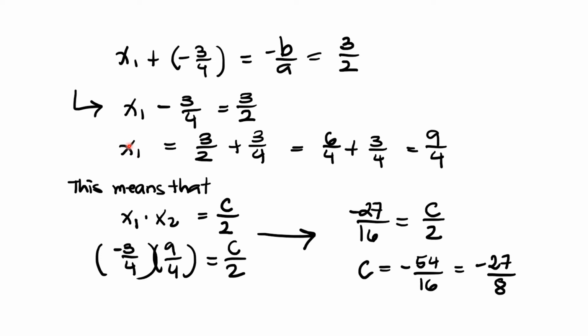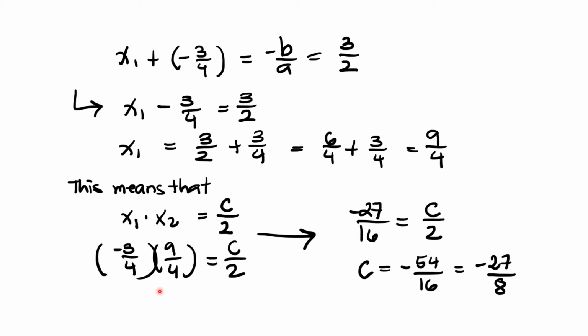Why did we look for this root? Because we know that x1 times x2 is equal to c over 2. Initially, we are given x2 to be negative 3 over 4, and x1, now that we have found it, is 9 over 4. I wasn't able to arrange this properly, but x1 is 9 over 4 and x2 is negative 3 over 4. In any way, the product of the two will be equal to c over 2.